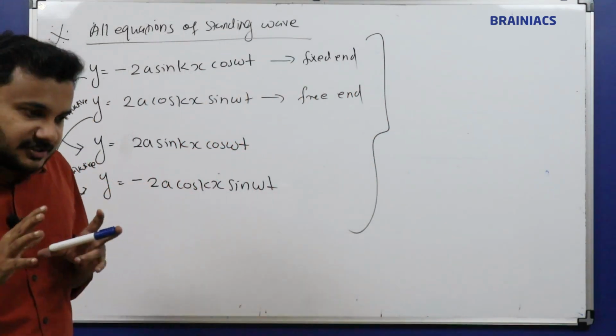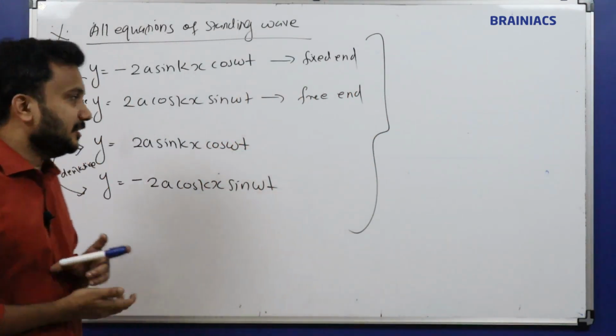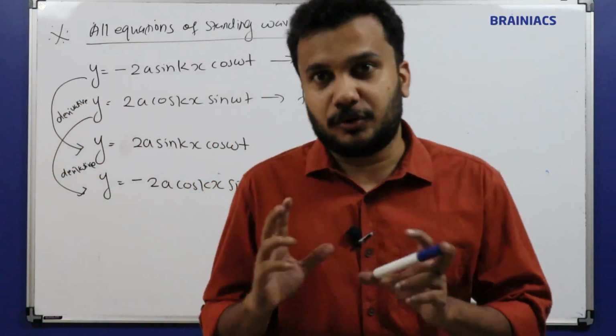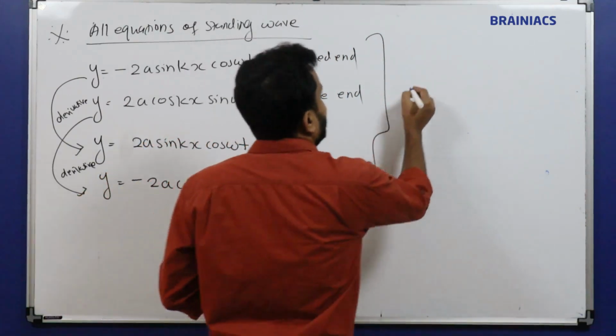So the main concept of a standing wave is that it contains a sin term with a cos term, or a cos term with a cos term. So let's see another equation.